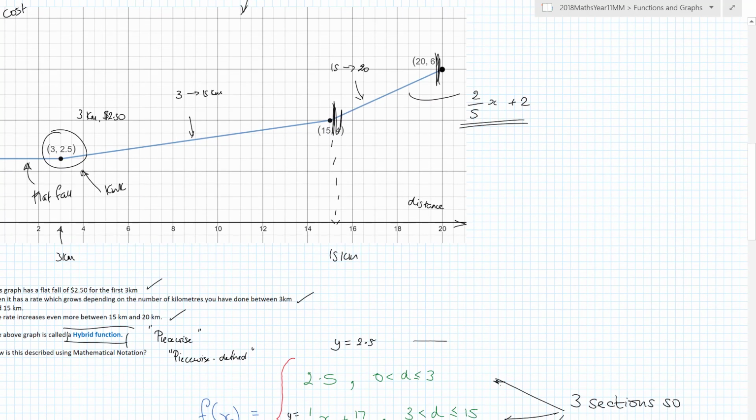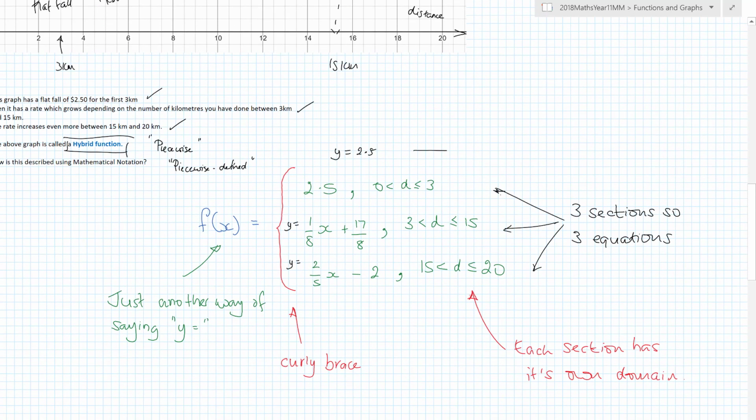What did I say this next one? This section here is 1/8 x plus 17 on 8. And that's only valid between 3 and 15 kilometers. So how do we show that? Well, again, we use an idea of domains. And so that's what this section here is. 2.5 is only valid for distances between 0 and 3.